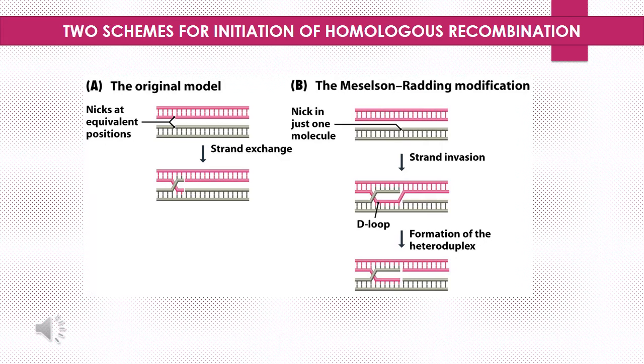When this projection, also known as a D loop, enters the parallel DNA molecule, then another nick is formed in this D loop, leading to formation of heteroduplex. This latter model is quite convincing and has been accepted by many workers.